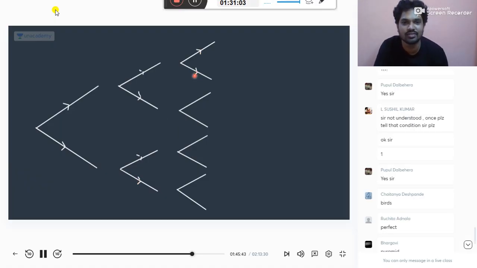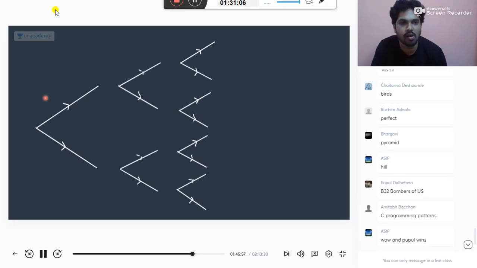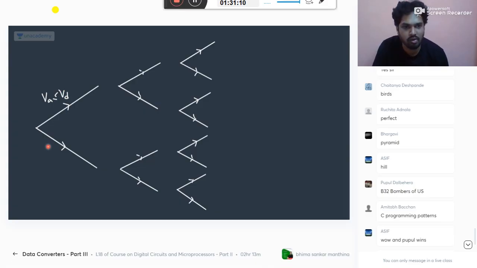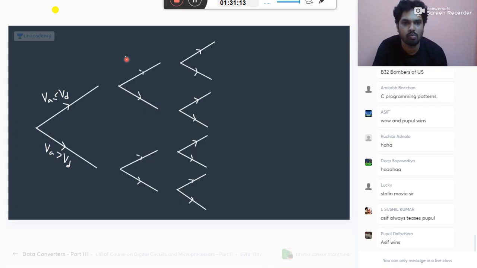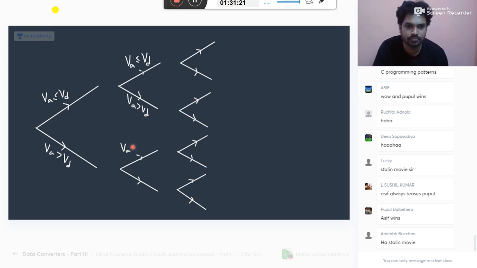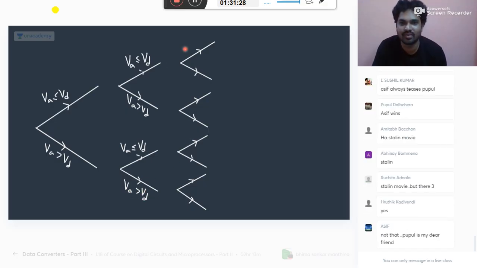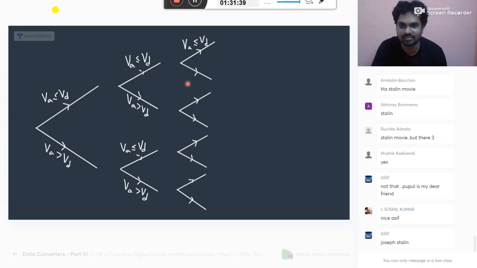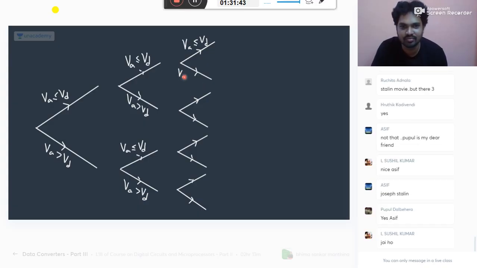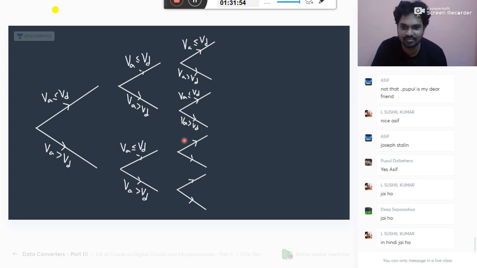Something fusion. Stalin means Jai Hind in Hindi. Jai Hind, what is the movie name? Jai Ho.